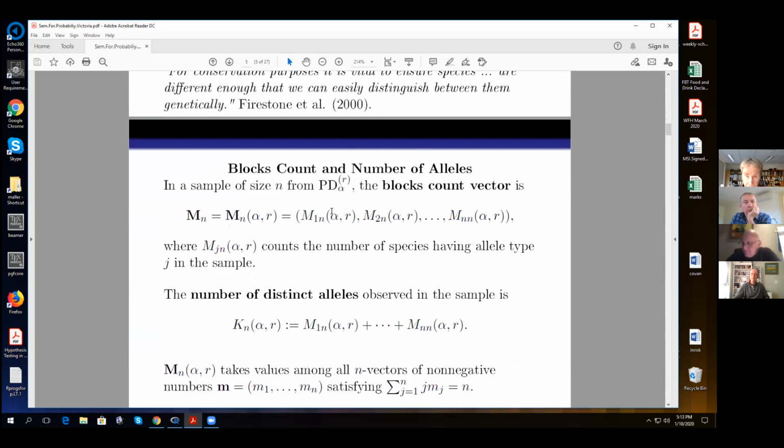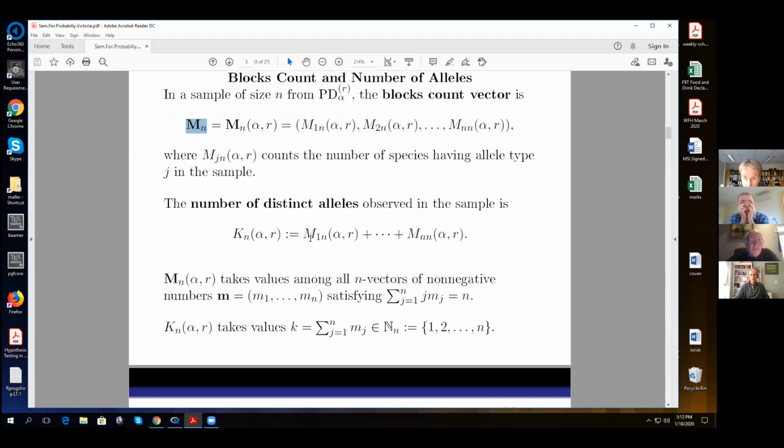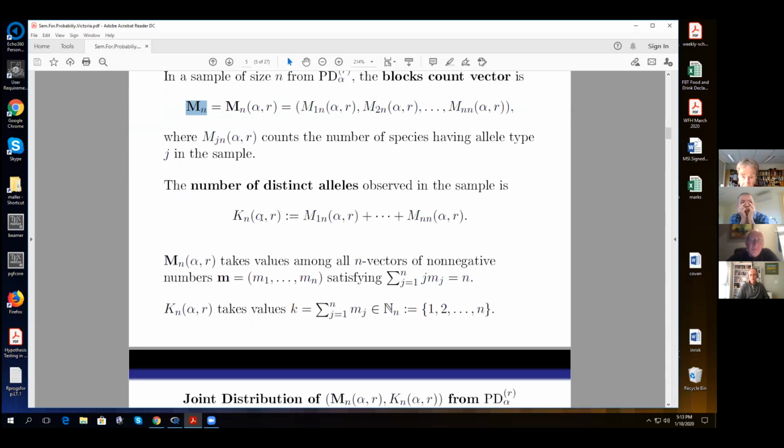So to formalize this, I want to use some notation. Those M_j's I will collect into a vector, boldface M_n, and the entries in M_n are the number of species having allele type j in the sample. If I add up the M_j's, the total of the vector M, then I will get the total number of species, and that is K_n, and it depends on the alpha and r that we assume for the underlying model.